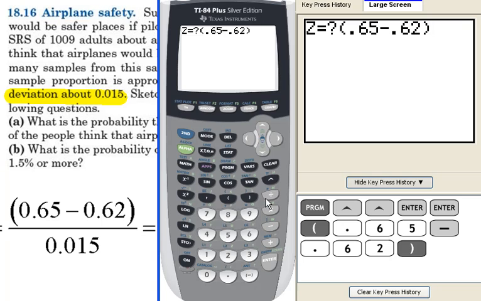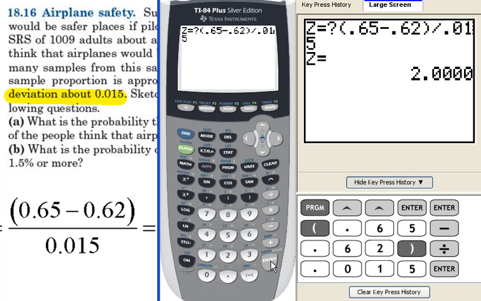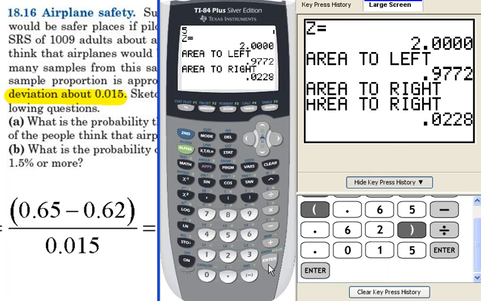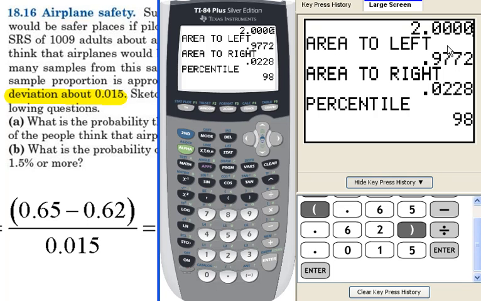So I punch this in, divided by 0.015. When I hit enter, it's going to show me the z-score, but notice the little dots are still running, so it's just waiting for you to write that down, just to read it. So that's the z-score. And when I hit enter a second time, it's going to tell me this is the information I got out of my book, that the area to the left of that z-score is 0.9772, and the area to the right is 0.0228, and that means the 98th percentile. Okay, so I would expect if I did this sample, remember, a lot of times, over and over, 98% of the time, I would get a result lower than 65%.